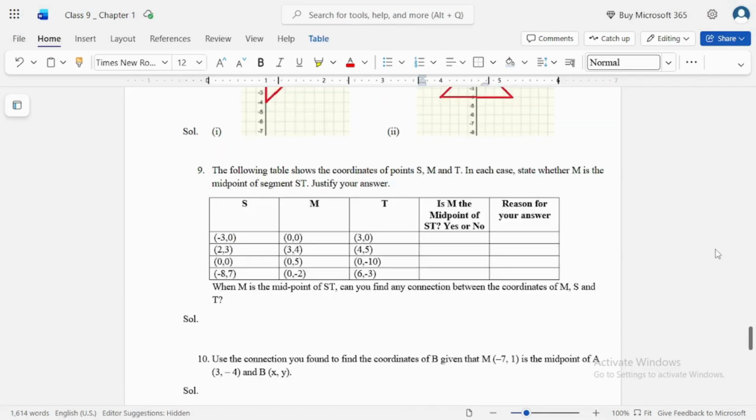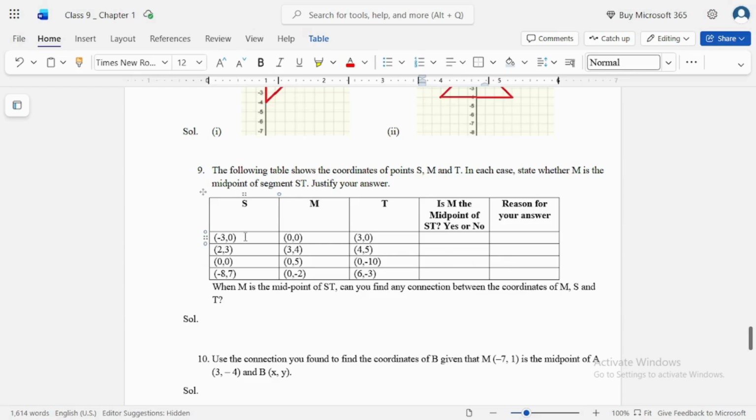Okay, great. Now moving to question number 9, it asks: the following table shows the coordinates of points S, M, T. In each case, state whether M is the midpoint of segment ST. Justify your answer. To find the midpoint of any two given endpoints, how can we do that? For the x coordinate, we add up the x coordinates of those points and then divide by 2. Similarly for the y coordinate also.